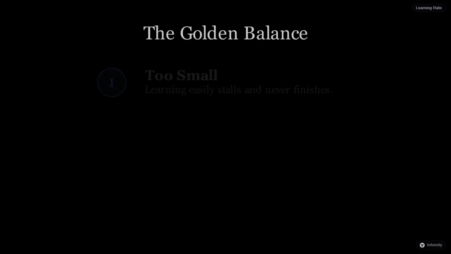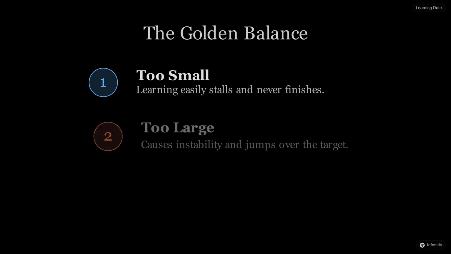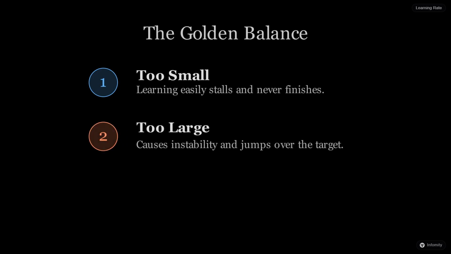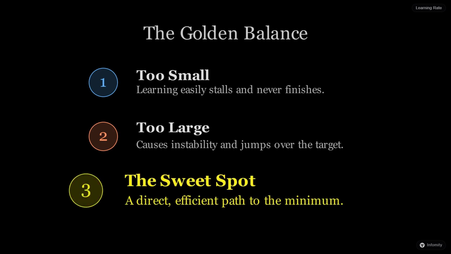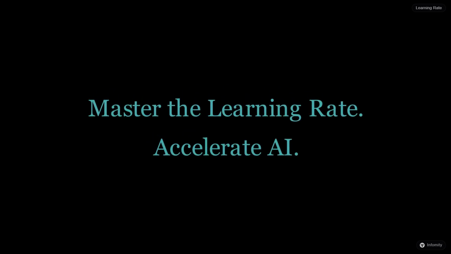To wrap up, the learning rate is the most important hyperparameter in your model. Too small, and you never finish. Too large, and you never arrive. By finding that golden balance and using modern adaptive tools, we turn a noisy search into a direct path to intelligence. Finding the sweet spot is key.